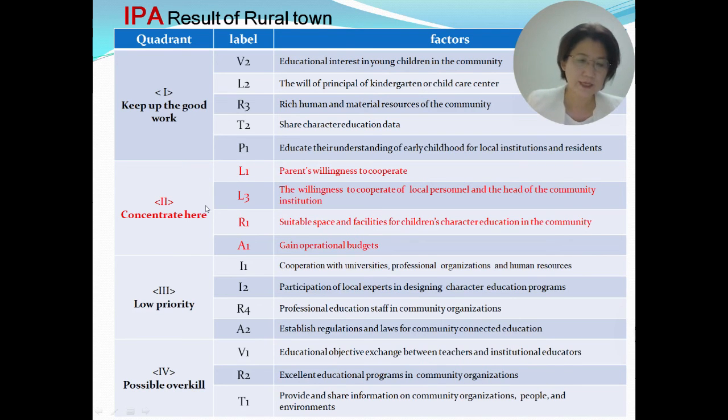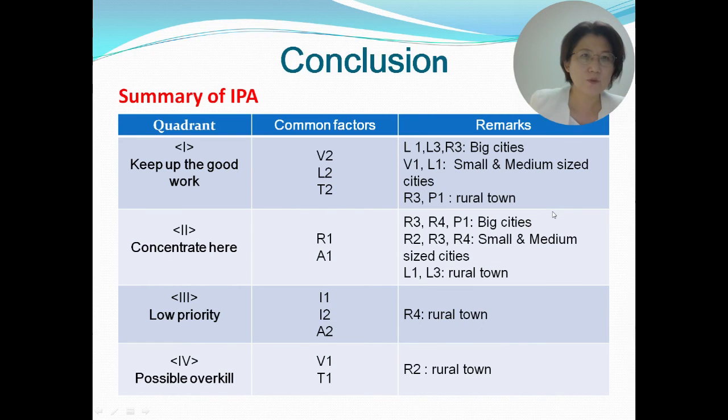On the other hand, the items requiring concentration of improvement effort were found to be L1, L3, parents' willingness to cooperate, the willingness to cooperate of local personnel and the head of the community institution, R1, suitable space and facilities, A1, gain operational budget. Now we can see summary of IPA result.